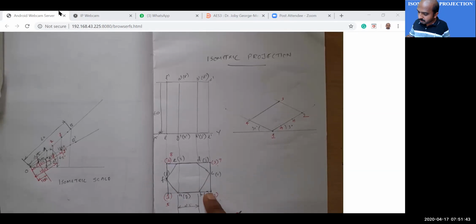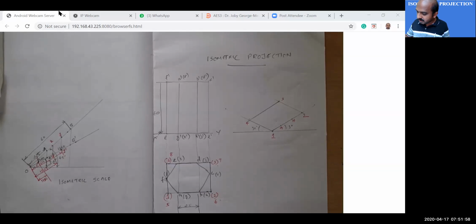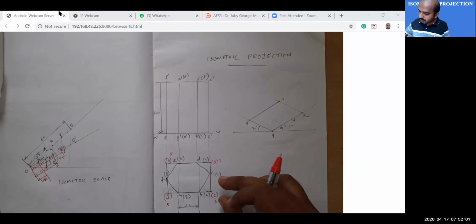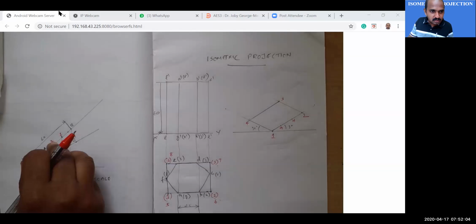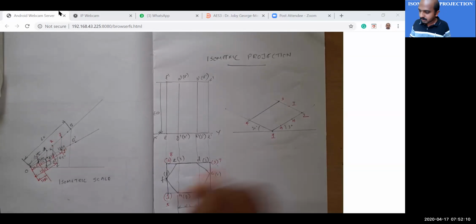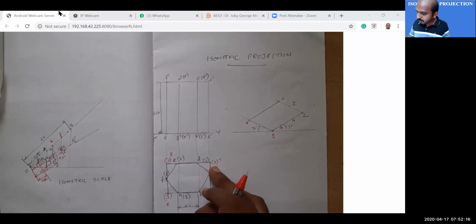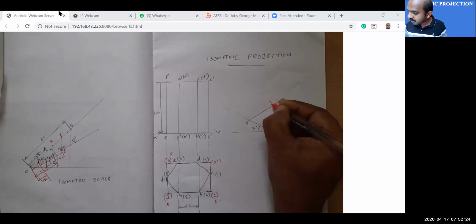Then which is the next length? You already found out B2. B2 is equal to 1A, so already we have the isometric length. So mark it. Then we have another one, 2I. You transfer this to the isometric scale, find the corresponding isometric length, then mark it here, which is point capital I. Then the point 3J. You know 3J is equal to 2B. So measure the isometric length corresponding to 3J, then mark it here. This is your capital J.